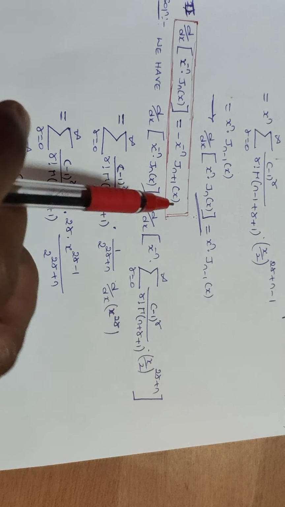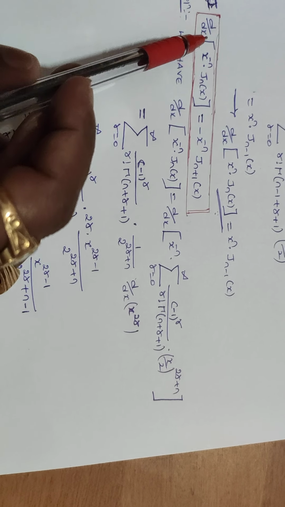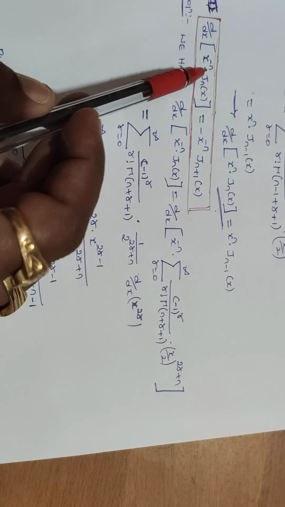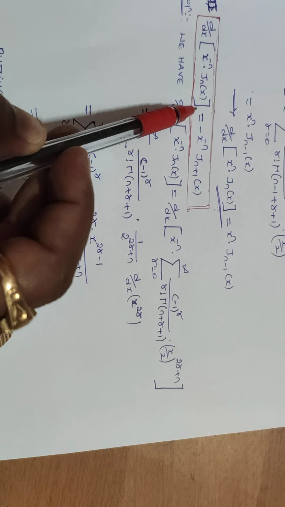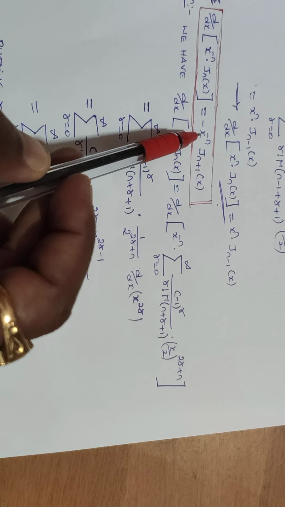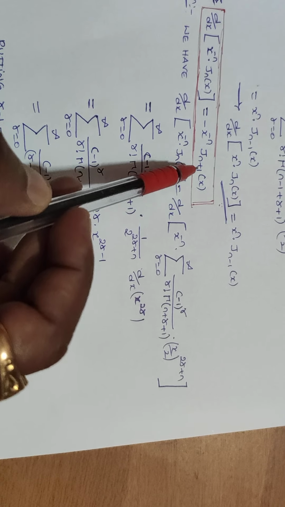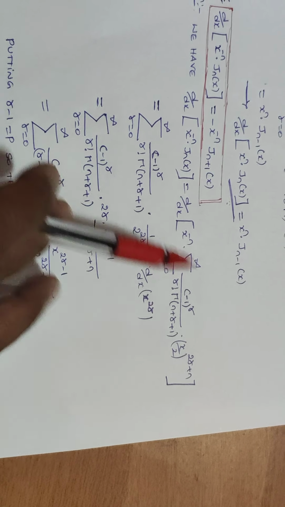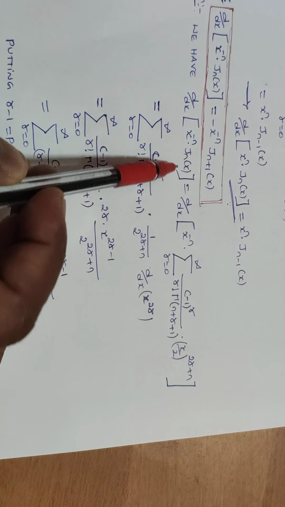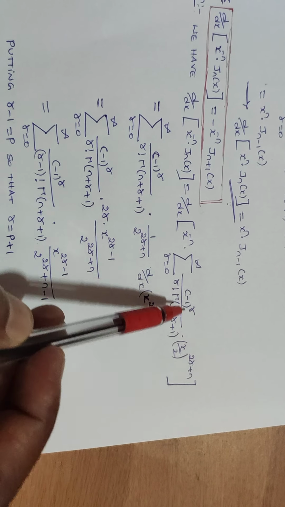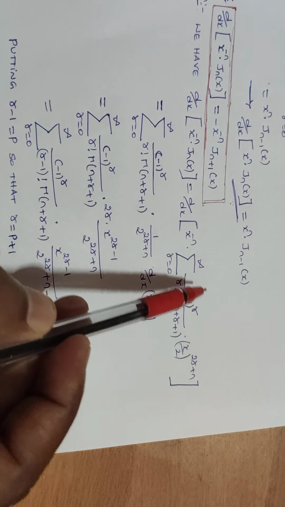Now, similarly, we prove the second result, that is d by dx of x to the power minus n into Jn of x, which is equal to minus of x to the power minus n into Jn plus 1 of x. Here also consider the left side term. Replace the value of Jn of x. This is the value of Jn of x.